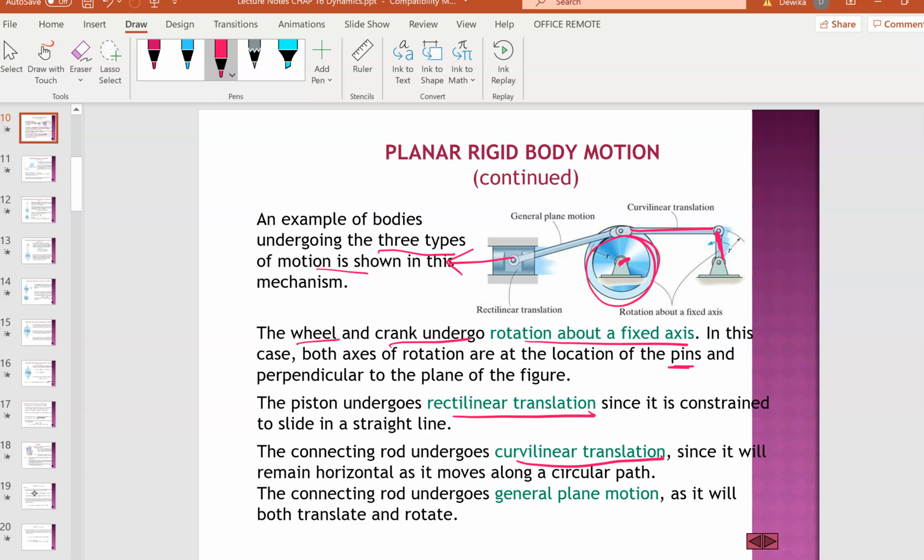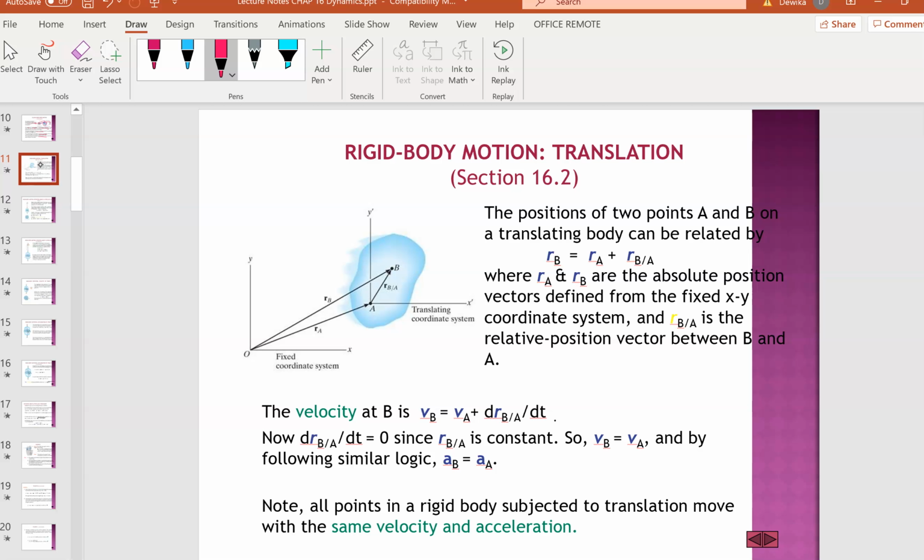These rods, yeah, connecting rods. Since it remains horizontal, it moves in a circular path. So the connecting rod also goes through general plane motion. This one. Okay, this rod goes through general plane motion. So it's a combination of all the movement onto one rigid body. So this is what we're going to cover on the second block of the chapter. Yeah. Okay. The first part would be on the translation, which is from chapter 16.2.